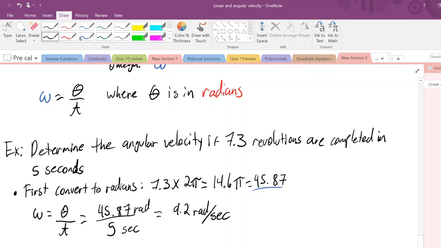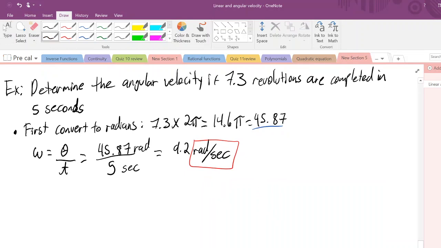You've got to be careful about what they're asking. Sometimes they're going to make you convert from radians per second to radians per minute, and I'll show you how to do that. But you've got to be able to label your units so you don't get confused. Alright, so another example. Here we go.